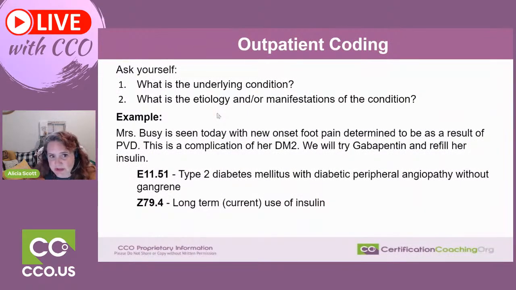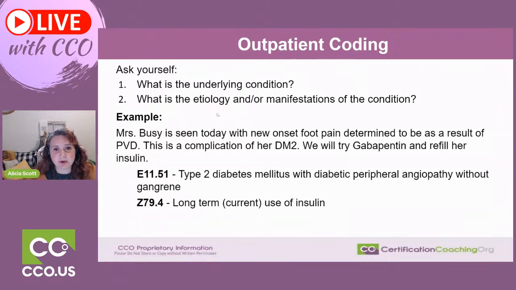What about outpatient coding? Now, this is the way I like to do it, just the way she did. Ask yourself, what is the underlying condition that the patient has, and what's the etiology or manifestations of the condition? So I gave you an example. We've got Mrs. Busy. Now I made this really simple. She's seen today for new onset foot pain determined to be a result of PVD. This is a complication of her diabetes. Thank you, provider, for mentioning that and telling us what type of diabetes she has.